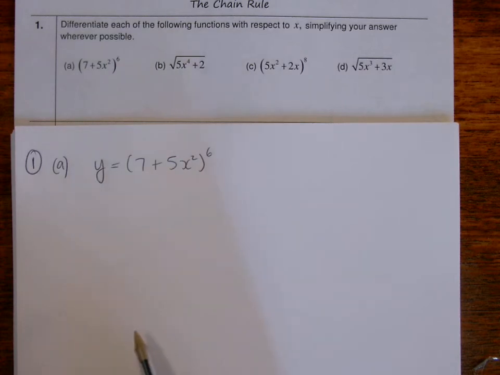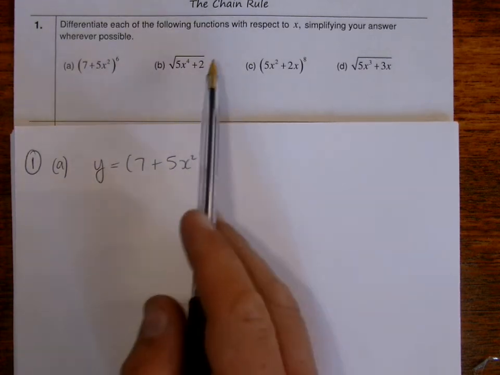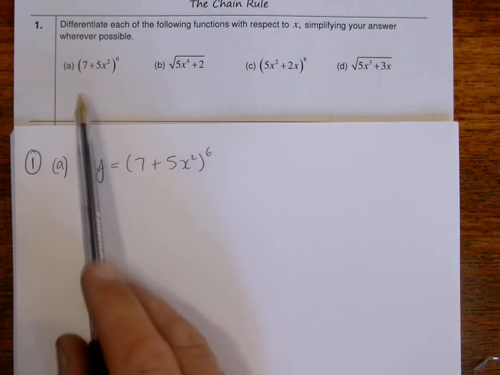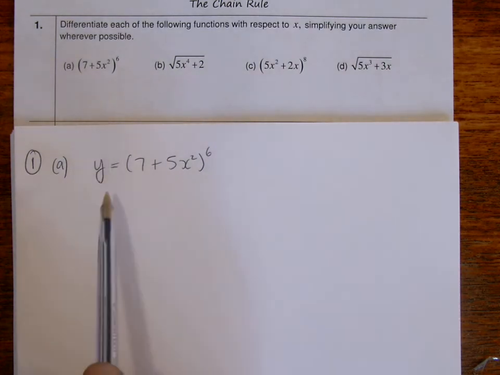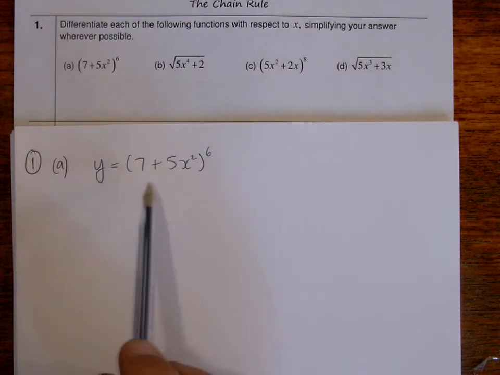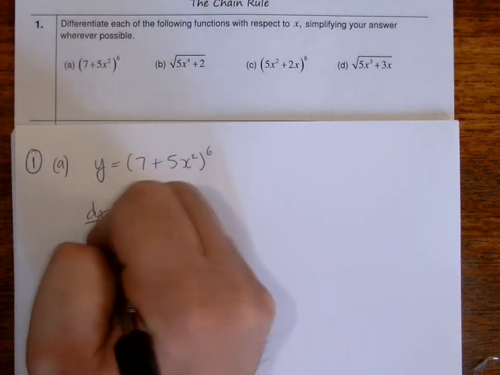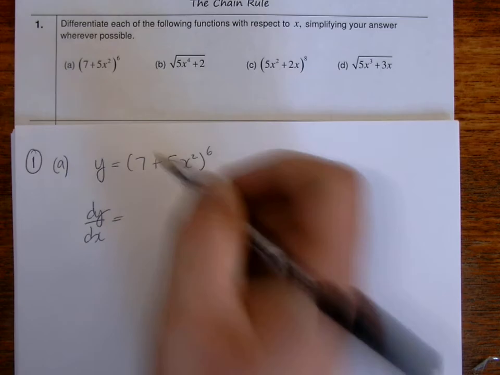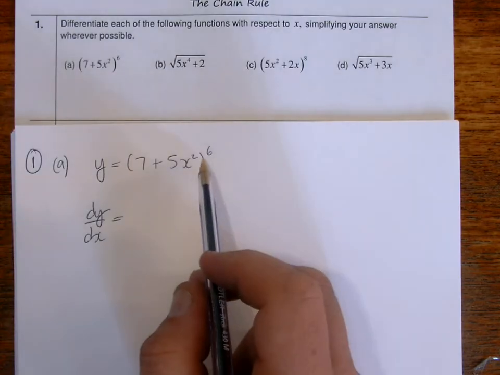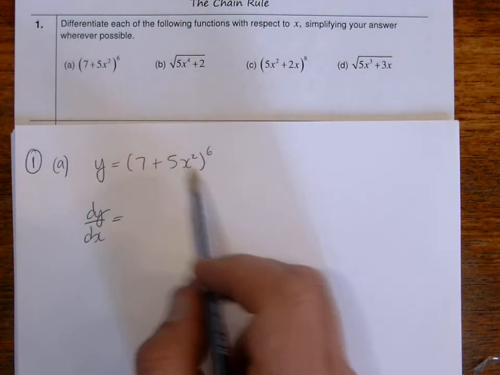Okay, so the first part of A2 differentiation is looking at the chain rule. When you have a function to differentiate, first of all, let y equal it, and then we can do dy by dx straight away. What we need to remember with the chain rule is we differentiate the outside function first.